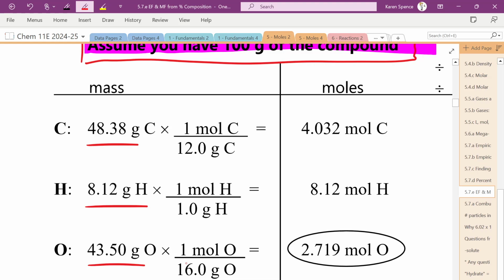What comes after find the mass? Mass to moles, because we need the ratio of atoms. And how do we count atoms? We count atoms in moles. So to go from mass to moles, we use our molar masses. Okay, so now we have moles, moles, moles. And then we do a division. Who do we divide by? The smallest one.